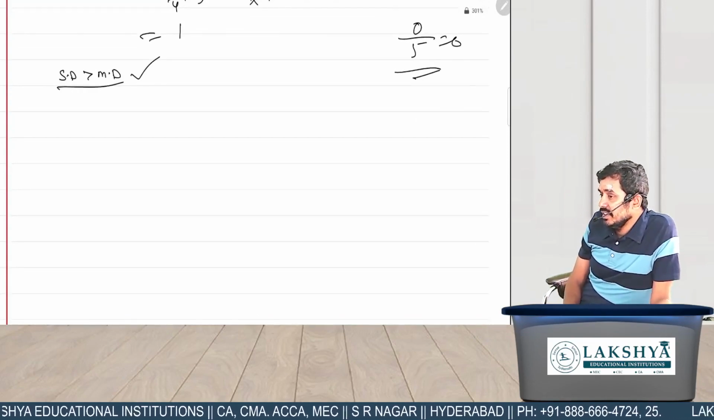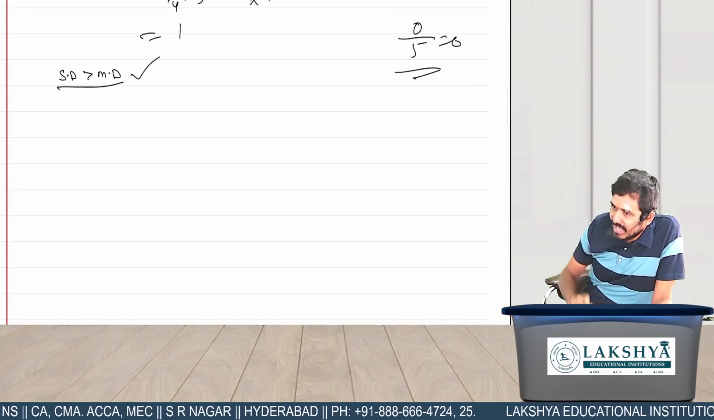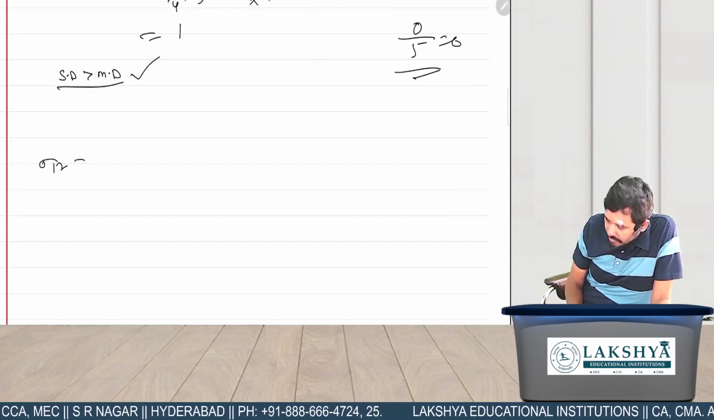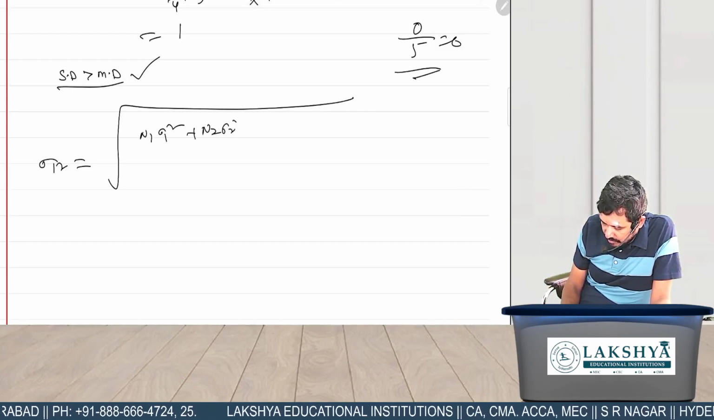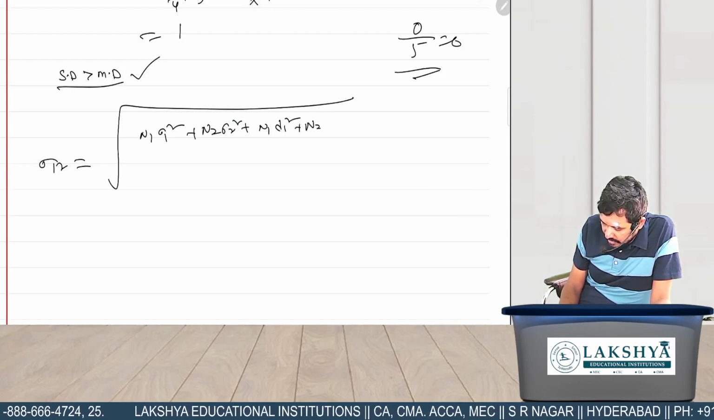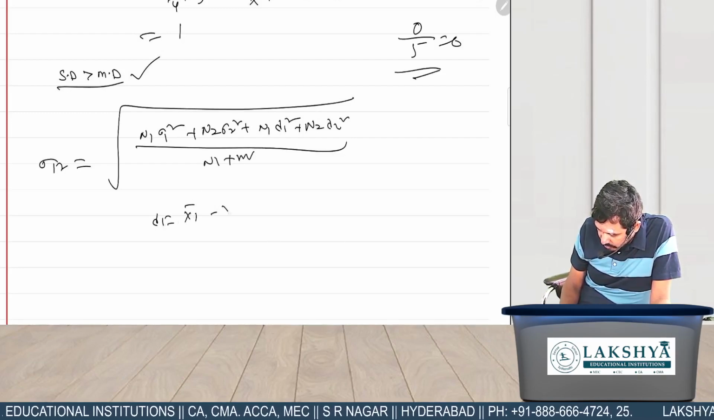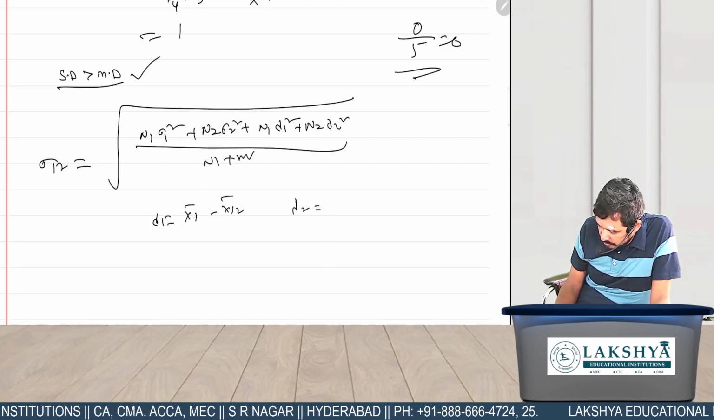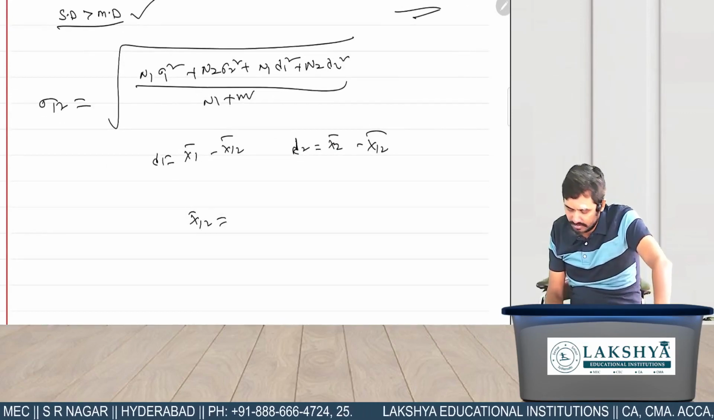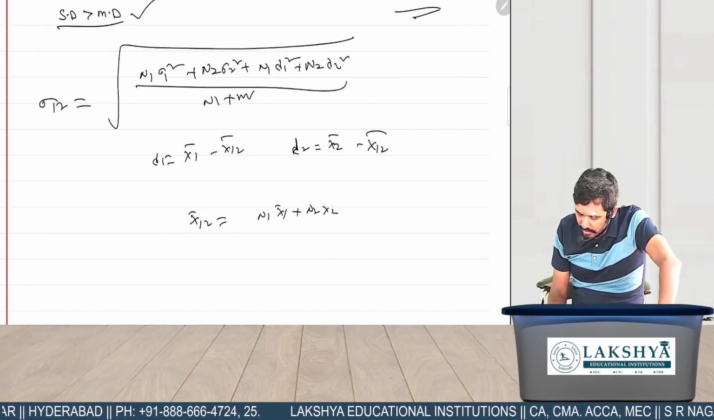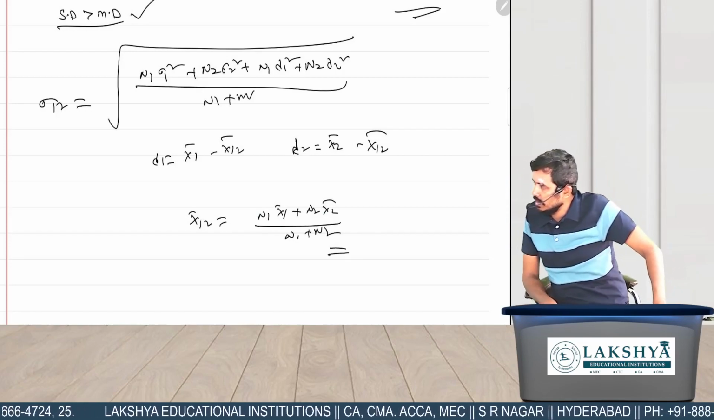Next, standard deviation is applicable for further mathematical calculations, meaning it is possible to find the combined standard deviation. The combined standard deviation for two groups is denoted by sigma 12 and is given by the square root of n1 sigma 1 square plus n2 sigma 2 square plus n1 d1 square plus n2 d2 square, by n1 plus n2, where d1 is equal to x1 bar minus x12 bar, d2 is equal to x2 bar minus x12 bar, where x12 bar is the combined arithmetic mean, n1 x1 bar plus n2 x2 bar by n1 plus n2. All of you understand?